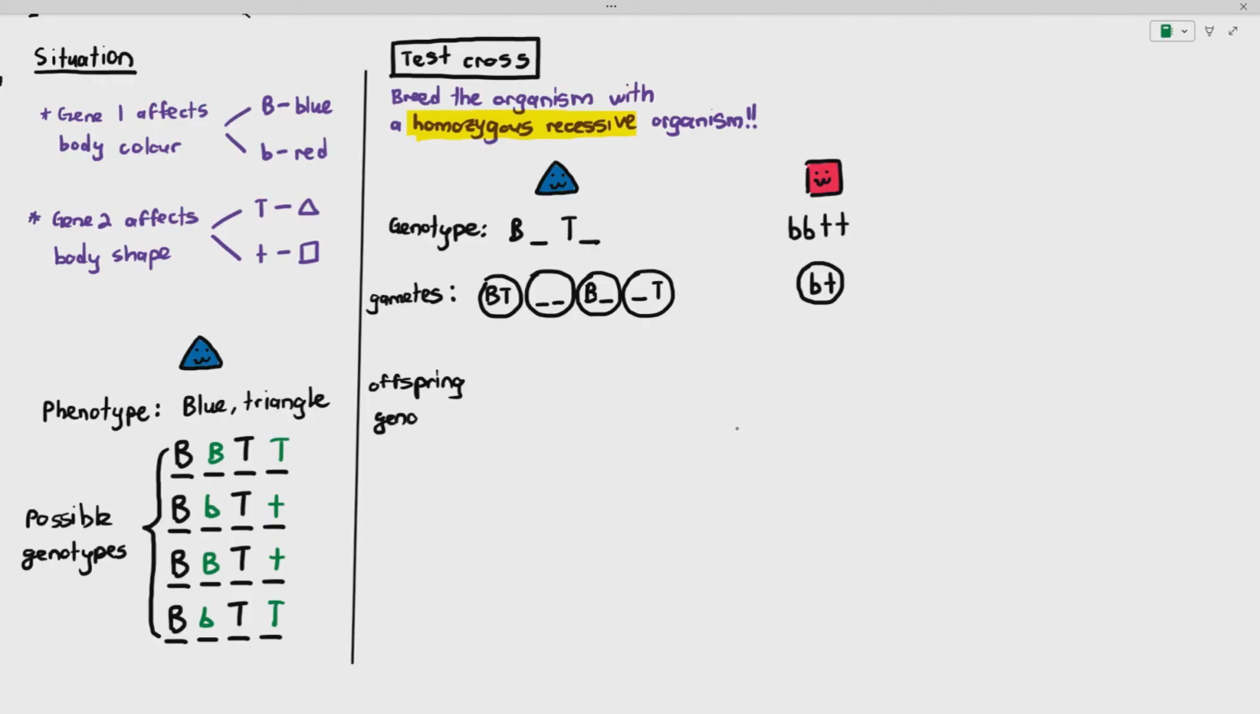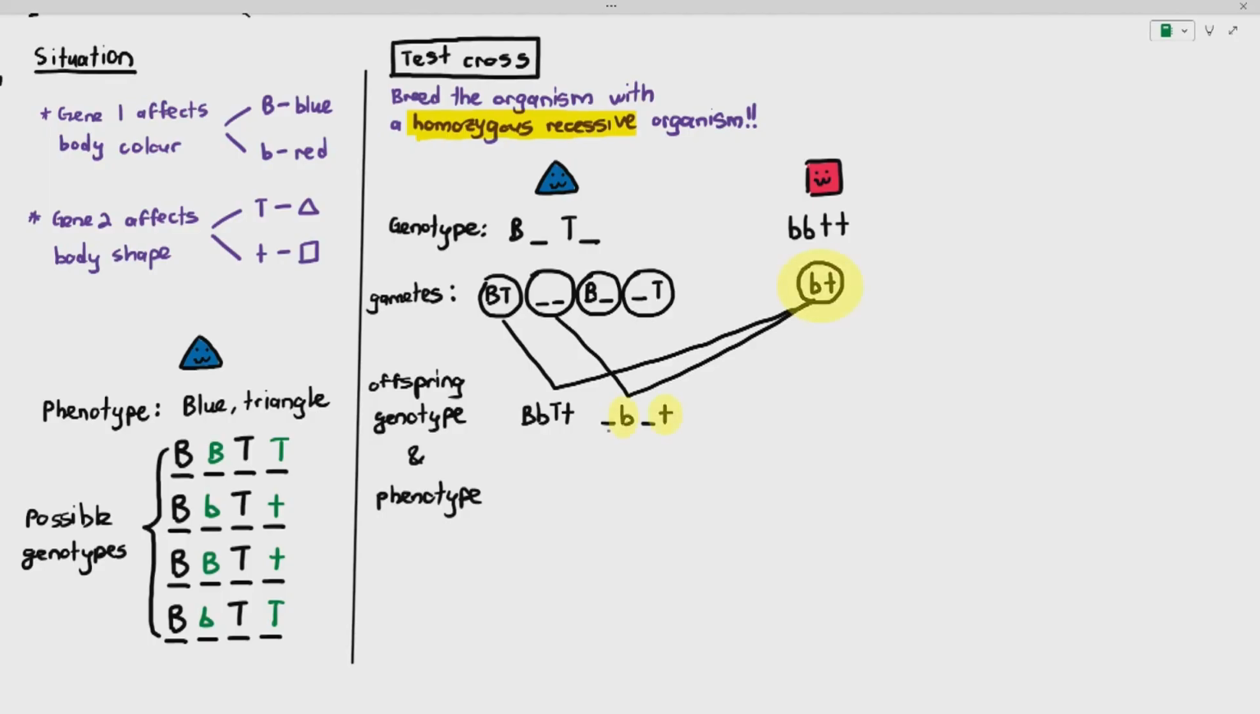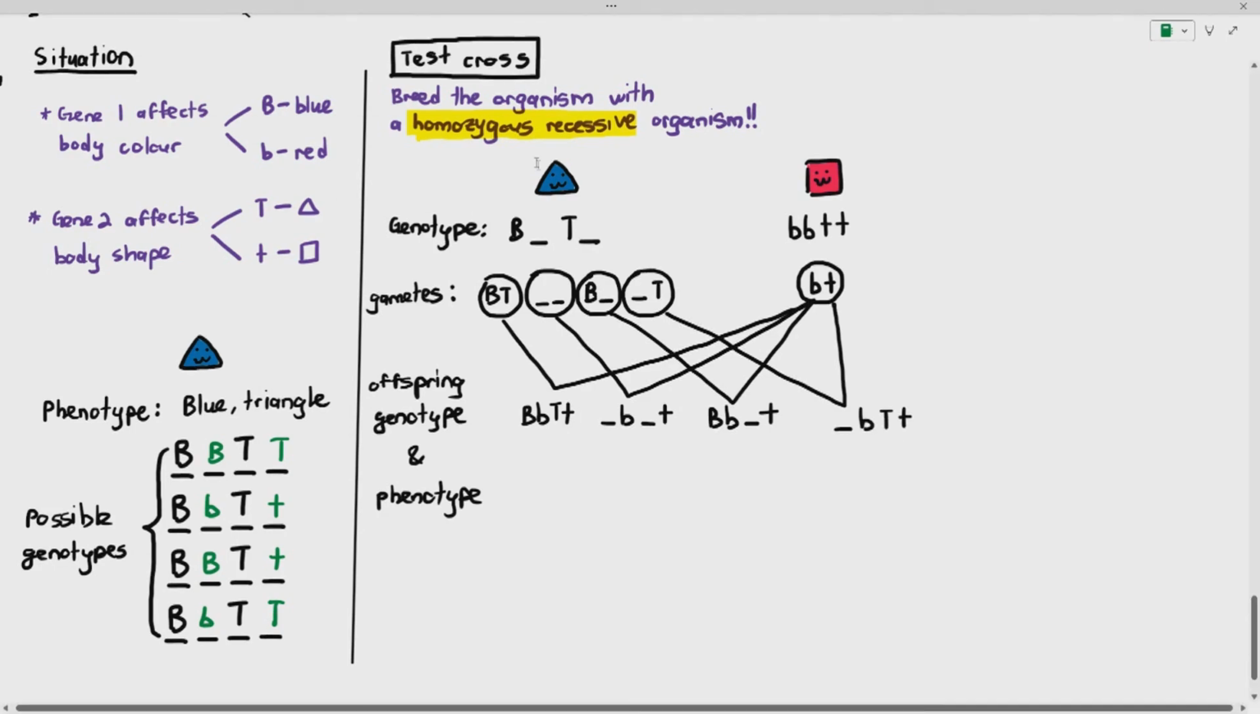So what we do is we cross them and we see the offspring's genotype and phenotype. When we cross them together, we will get large B, large T, dash small b, dash small t. I like to put the recessive allele second. We know that those 2 recessive alleles which I've highlighted will go there. And then the third one, large B, small b, we don't know that, dash small t, dash small b, large T, small t.